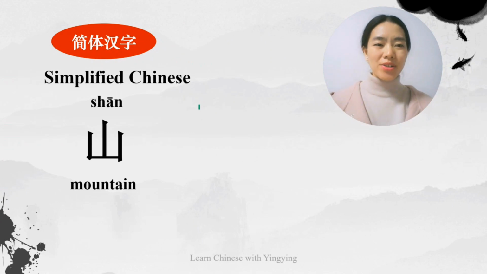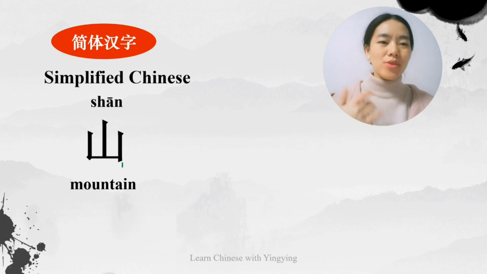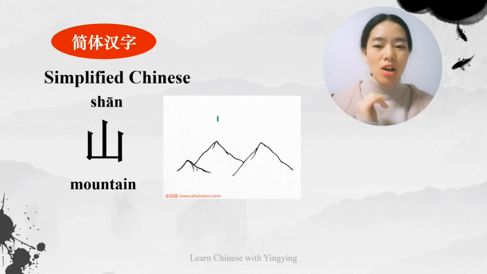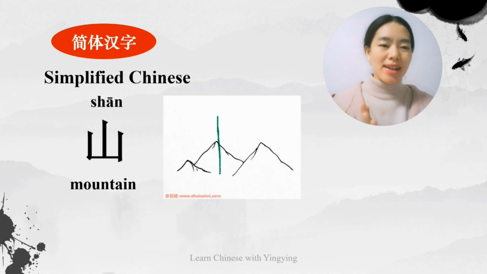The first word we are going to learn is Shan. Shan. It means mountain. How can we remember this word? Look at this picture. When we look at the mountains, they are always the highest one. So this long line represents the highest mountain. And around the highest mountain, there are some smaller ones. So we use 2 short lines to represent it. And this is the base that links everything. So this is the word Shan. So we can remember it in this way.